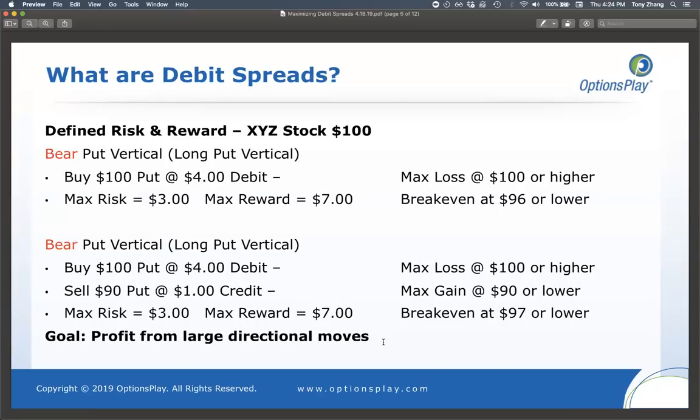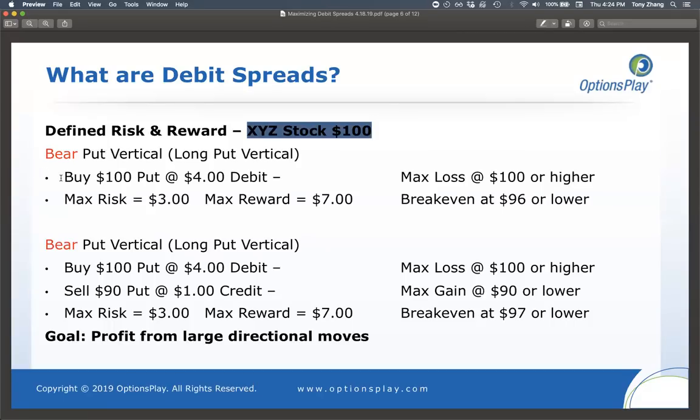Now, conversely, let's say we're bearish on stock XYZ. I'm going to do the same thing and talk about buying a put. If we buy a $100 put on stock XYZ, with the stock at 100, I'm bearish on it, so I think it'll go down to 95 or 90 or however much lower I think it'll go.